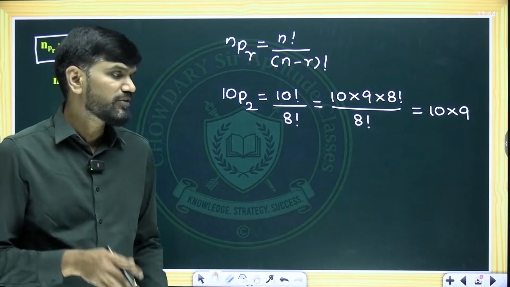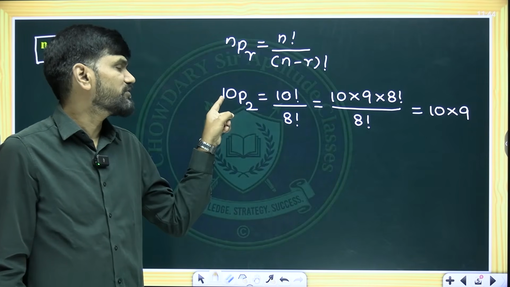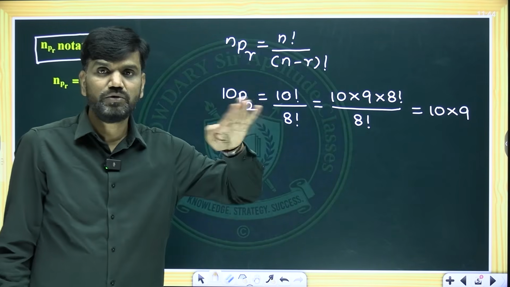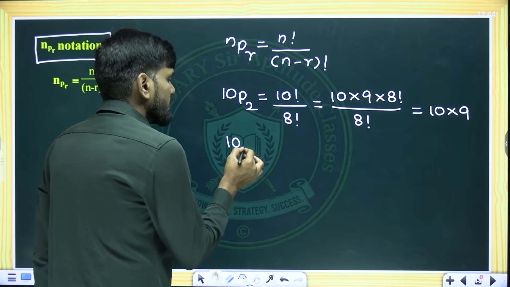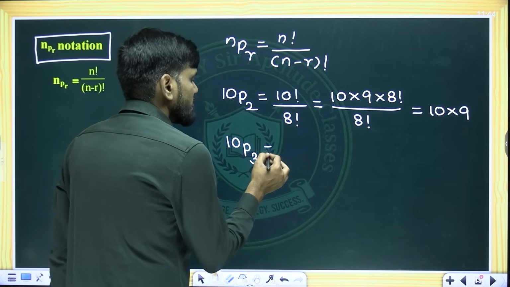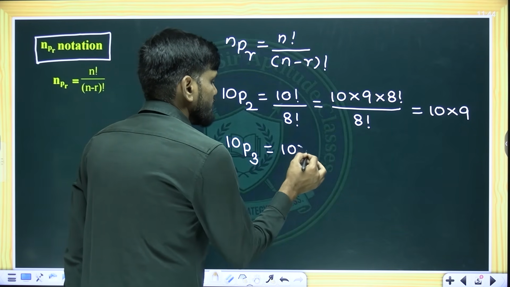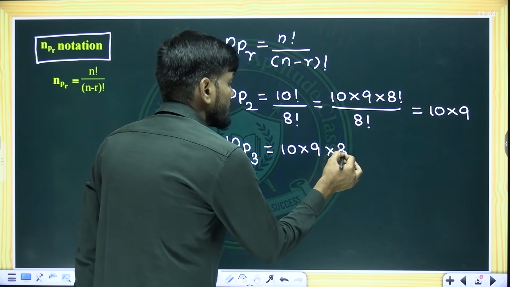So in short, without doing all these things in the exam, 10P2 means start with 10, write 2 numbers, close. Similarly, if I want 10P3, start with 10, write 3 numbers, reducing each by 1. That is enough: 10 into 9 into 8.